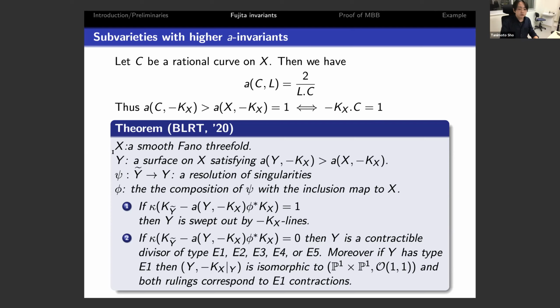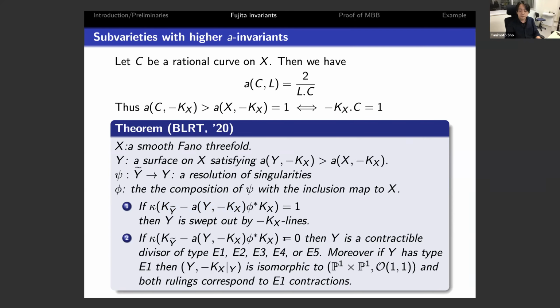So let X be a smooth Fano threefold and Y be a surface satisfying that a(Y, -K_X) is strictly bigger than a(X, -K_X), and take the resolution of singularities, and let phi be the composition of this resolution plus the inclusion map to X. So phi is a map from the smooth resolution to X. If this divisor, K_Y tilde plus a(Y, -K_X) phi star of minus K_X, has Iitaka dimension 1, then Y is swept out by minus K_X lines. So that's the first case.